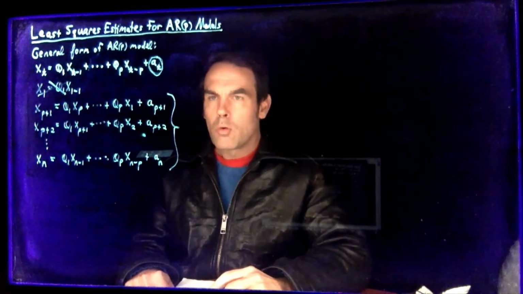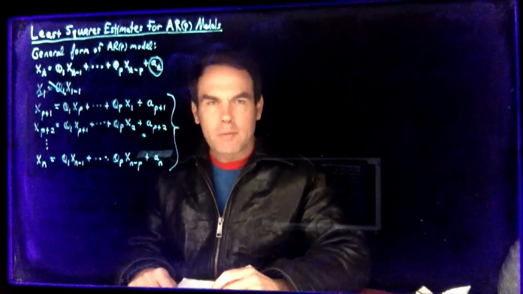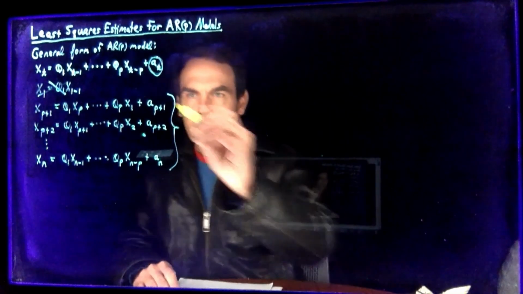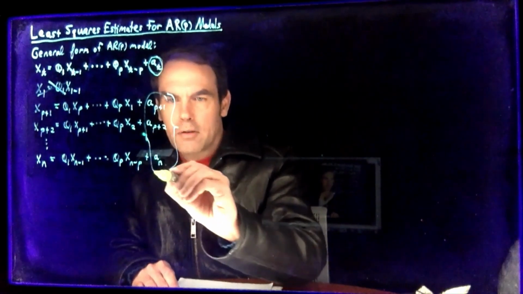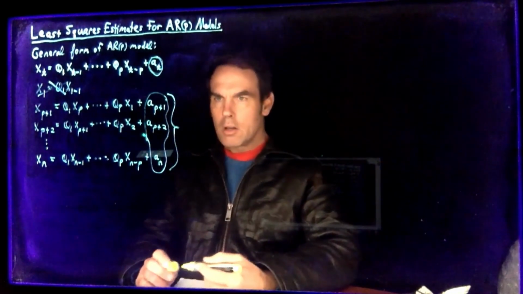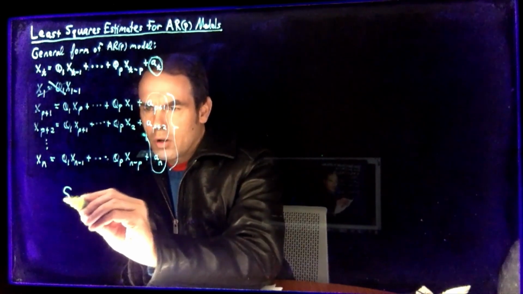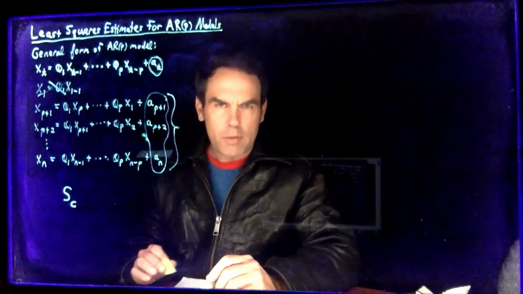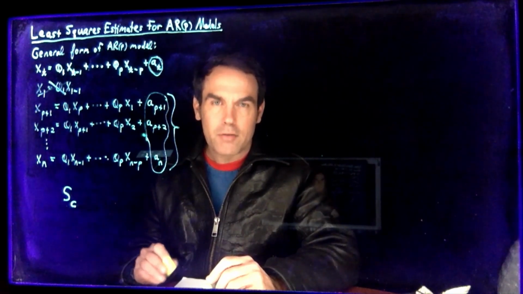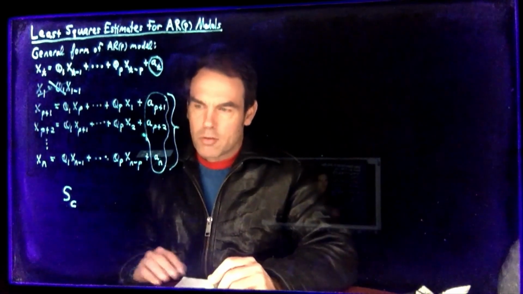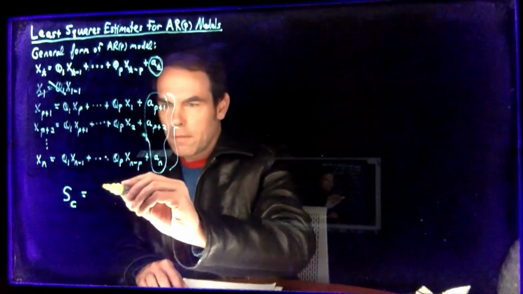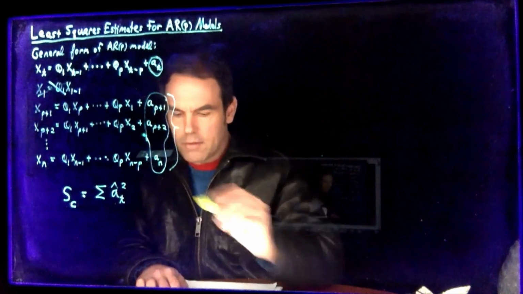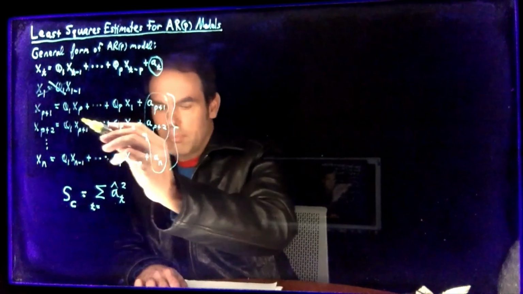Now, in this system of equations, again, the goal is to find the optimal phi1, phi2 to phi p. And the way we're going to do that, as we said, is to minimize the sum of squares of errors. That means we're trying to minimize the sum of squares of these a's. As far as notation, I'm going to write this as S sub C. C stands for conditional. This was written up in the book, starting from the derivation of the standard regression setting, so we've seen this notation before. So S sub C equals the sum of a hat t squared, and t goes from p plus 1 to n.